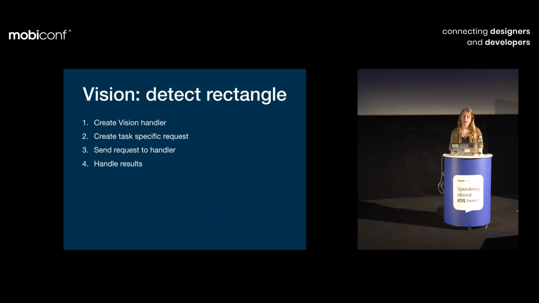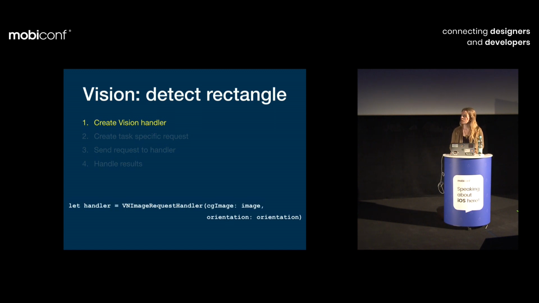So how do we create a request to do rectangle detection in Vision? It's very simple and straightforward, and there are 4 main steps to it. So first, we're going to create the Vision handler. And then we're going to create a task-specific request. And then we're going to send the request to the handler. And then finally, we're going to handle the results. So what does this look like? We create this handler, and it's a VNImageRequestHandler. It takes in the image as the input, as the CGImage, and then also the orientation. It's important that you do pass in the orientation because it doesn't work as accurately if you have it rotated by 180 degrees, for example.